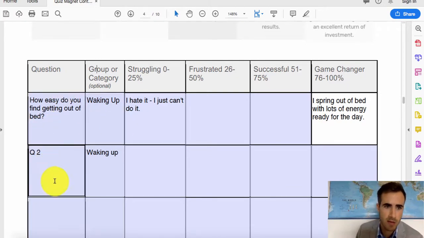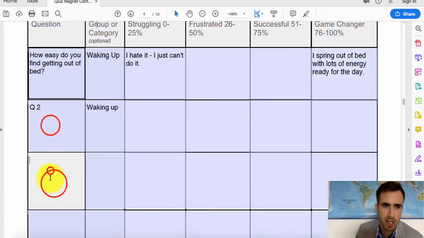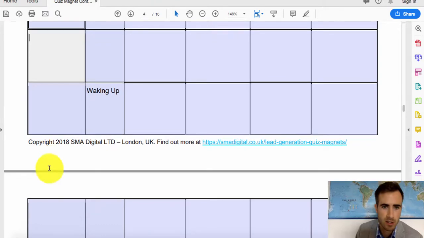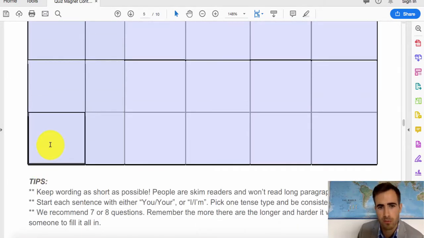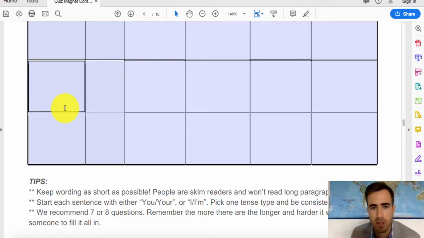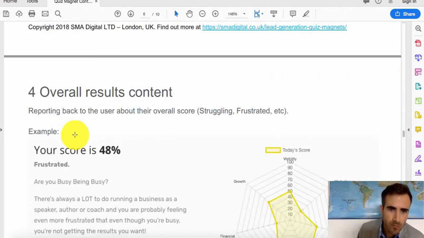So that's an example. Go through and put your questions down on here in the grid. There's 2 pages here. You can have up to 12 questions. We recommend generally 7 to 8. And again, keep it as short as possible.